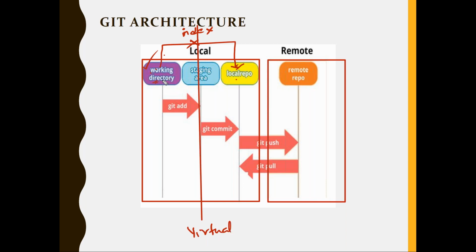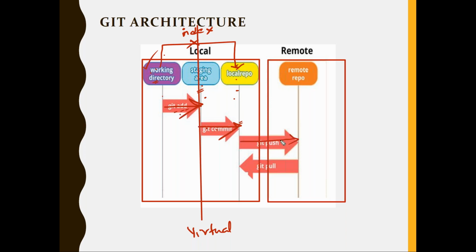Once you are ready with your files, you will first put them into staging. How do you put them? Some commands are there. We'll learn the commands in the demo. We'll go through complete hands-on. So let me give you an overview theoretically, then I'll show you this architecture practically. You move your changes to the staging area. From the staging area, you move your changes to local. That's how you move your changes from the working directory to staging area, and from staging area to local. Once your changes are there in local, then you move them to remote.